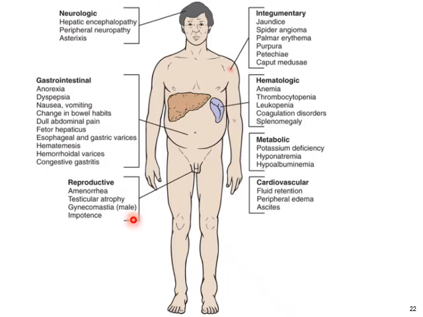In this picture, it's showing us the signs and symptoms that we will see when there is a problem with the liver. Skin, hematologic, metabolic, cardiovascular, reproductive, gastrointestinal, and then neurologic. So it's really based on which is affected. You will see these manifestations.